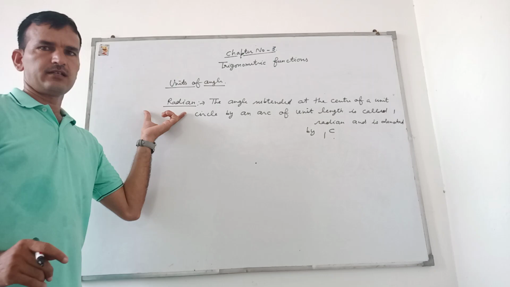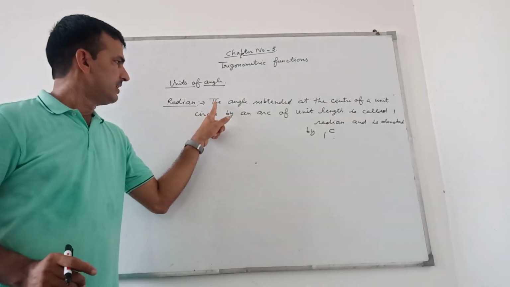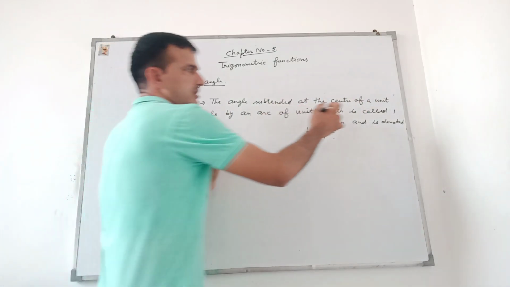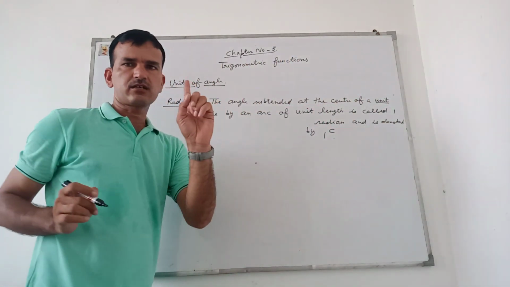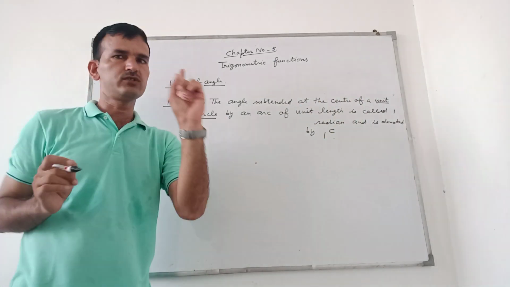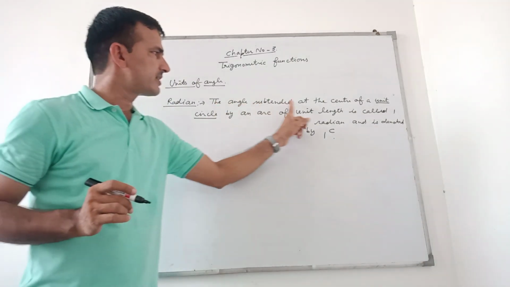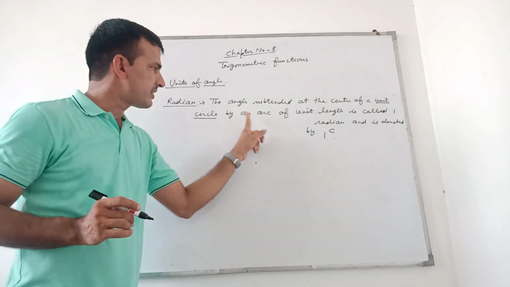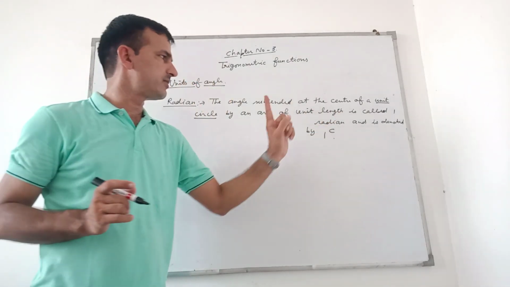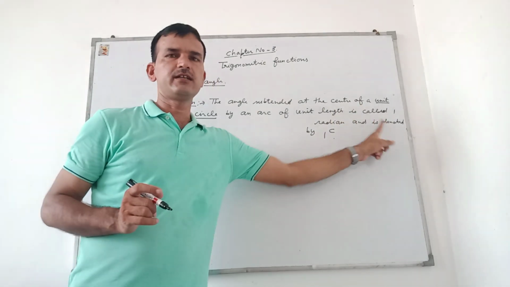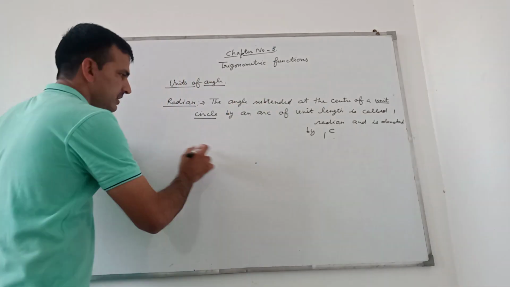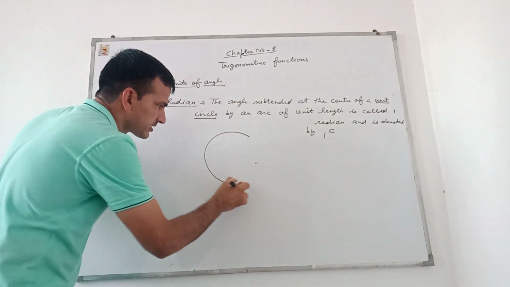Now what is the radian? Now I will explain. The angle subtended at the center of a unit circle. Unit circle means a circle whose radius is 1. The angle subtended at the center of a unit circle by an arc of unit length, arc की भी length मतलब means 1, is called 1 radian and is denoted by 1 with c as superscript. 1 के ऊपर क्या लिखते हैं बेटा c. See, this is a unit circle.